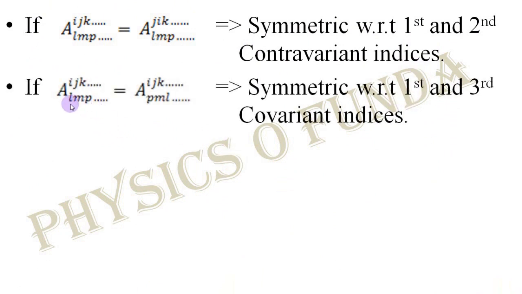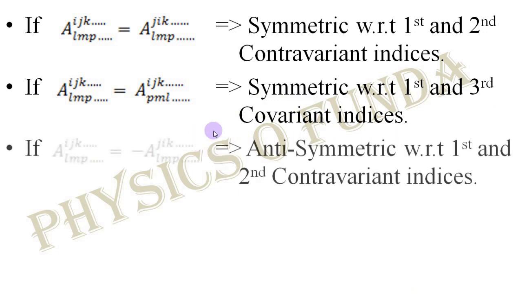here in the second relation, what we get? We get the first and third covariant indices can be swapped and the form of tensor remains unchanged. This is also symmetric covariant tensor with respect to first and third covariant indices.